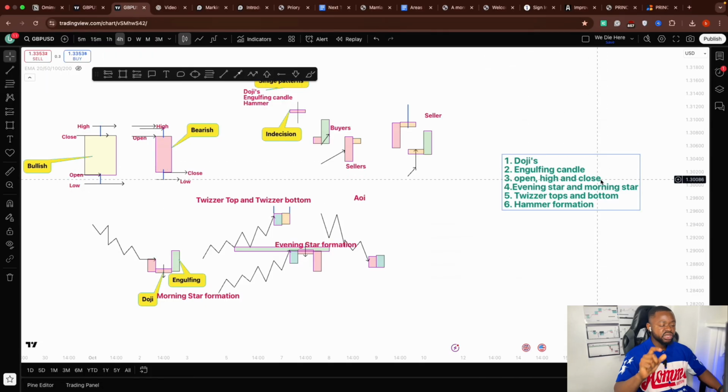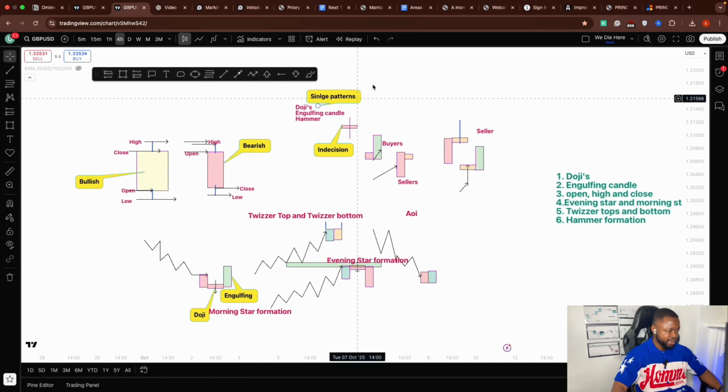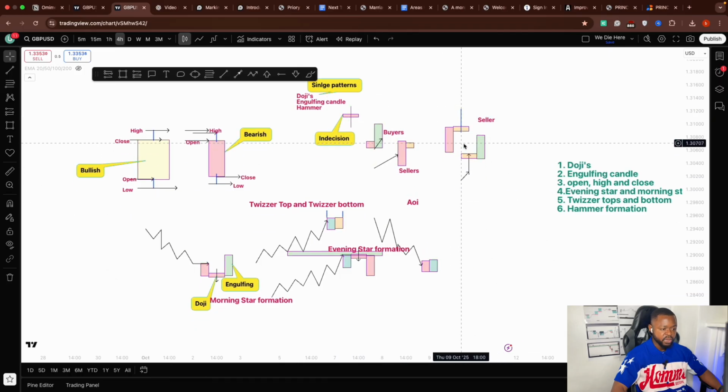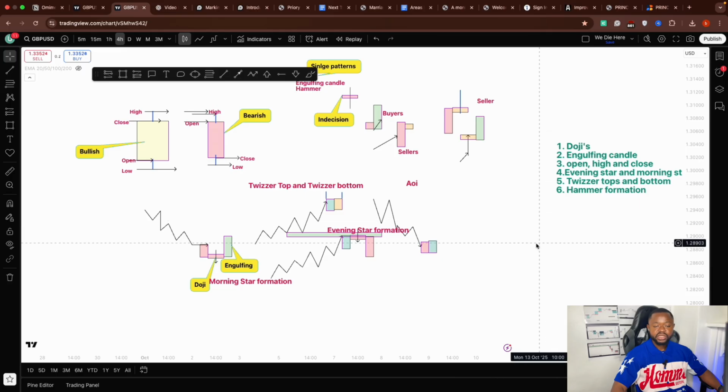Remember I said I'm going to give you what you need. You don't need to stuff yourself up with unnecessary information. So these are the main things you need: open, high and close, single pattern dojis, engulfing, hammers. We have the sellers engulfing, buyers engulfing. We have the morning star, evening star. We have the tweezers. That's all you need.